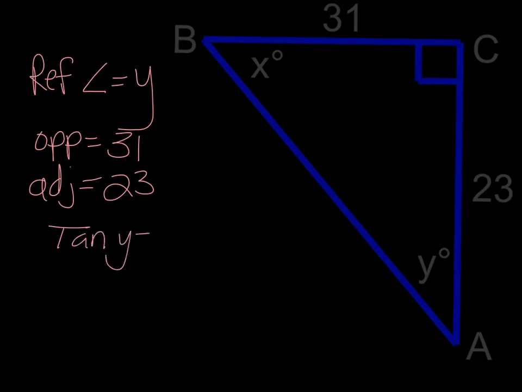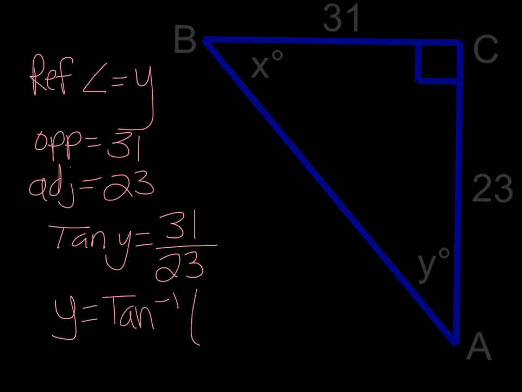So I do the same thing, set up my tangent ratio. Tangent of angle y is equal to opposite over adjacent. Once again, our variable, as we can see, is on the left-hand side. So we need to perform the inverse operation, which tells me that y is equal to the inverse of tangent of 31 over 23. Once again, watch the video. Make sure you input this equation into the calculator correctly, and we'll check our answers together.